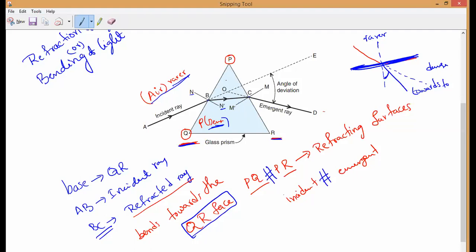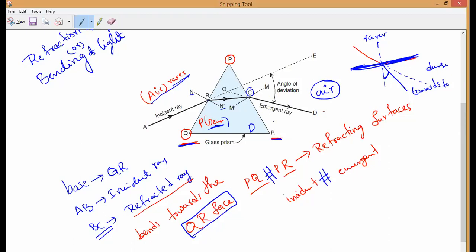The light is traveling from B to C, and it will come out at the second surface of the glass prism, at point C. Where does it come out into? It is coming out into air. Now at point C, it is leaving the prism into air, from denser medium to rarer medium.